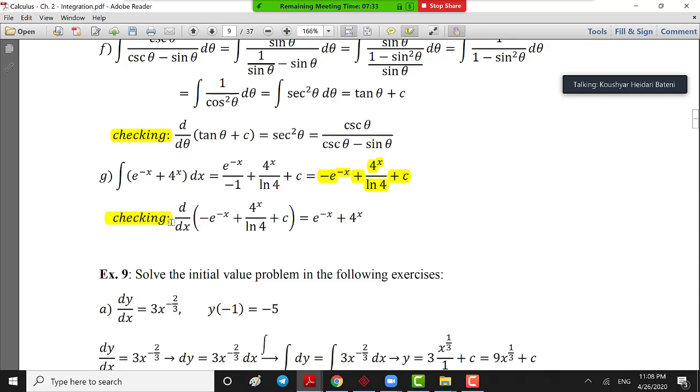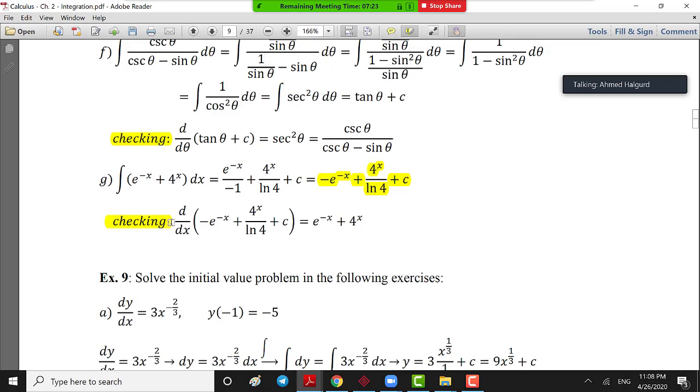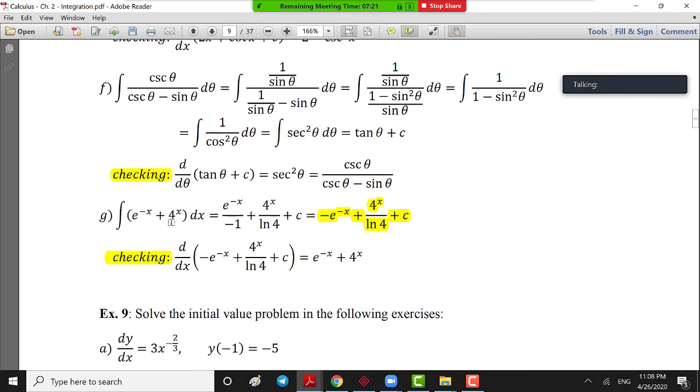So, questions? Teacher, what? Go ahead, Ahmed. In part F, I didn't understand the checking. You didn't understand the checking? Yes, this part. Very well.